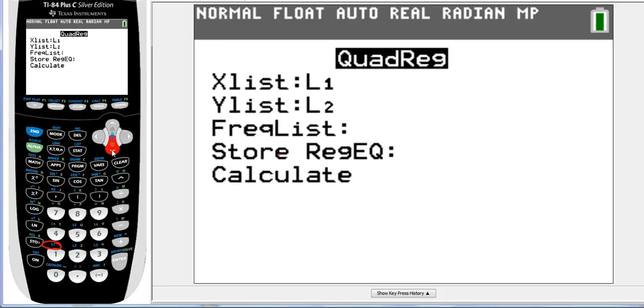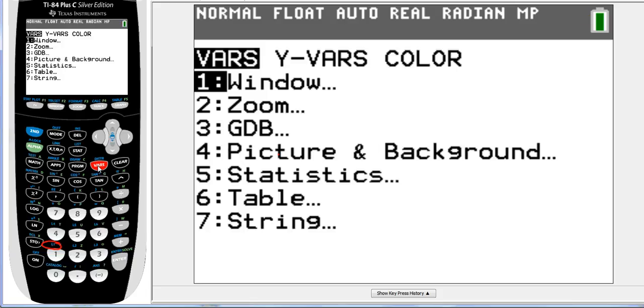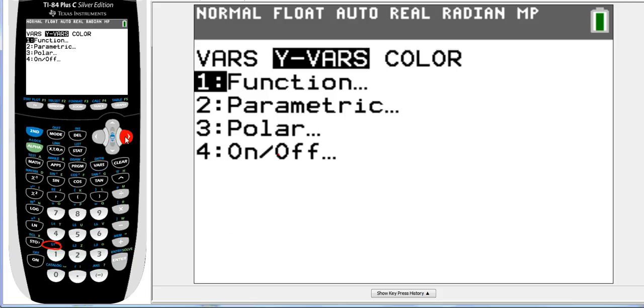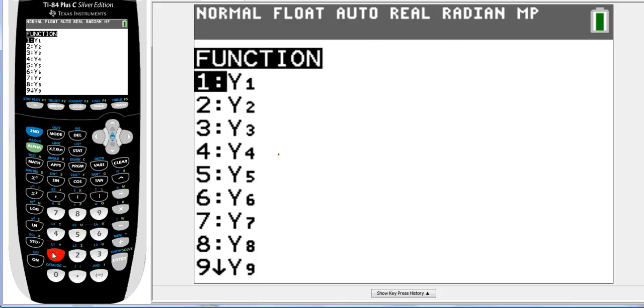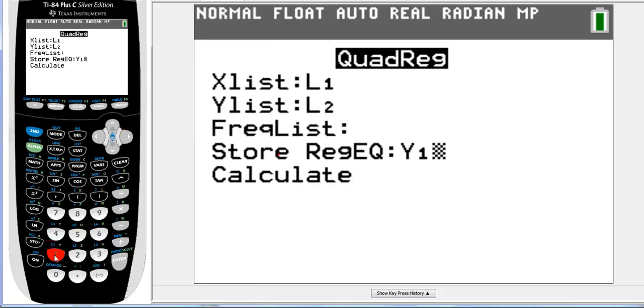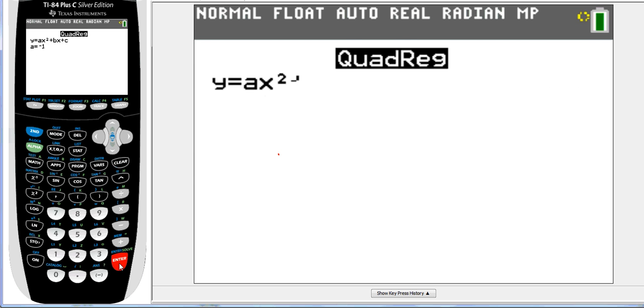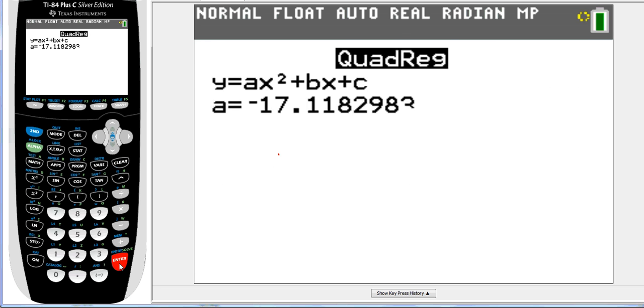So what you're going to do is this. You're going to go down to store, and you're going to go to variables, which are right here, okay? And then over to y variables, and then you want function. So number 1, and then you want y1. Okay, so what that's going to do is put the equation that it calculates into y1. Okay, so here is the equation.